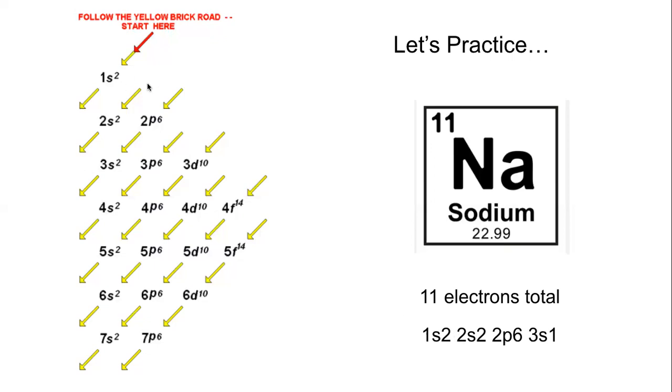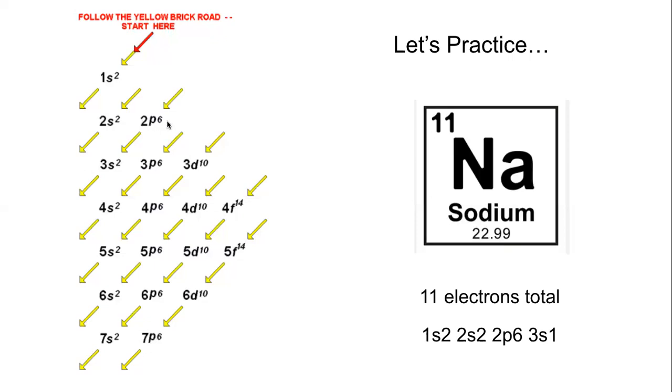Then we still have some more electrons. We have 9 left over. So we have enough to fill in this 2s2. So follow down. So we'll write 2s2. We still have more electrons, so let's keep going. We're going to start back up. We're going to follow the road and go to 2p6.